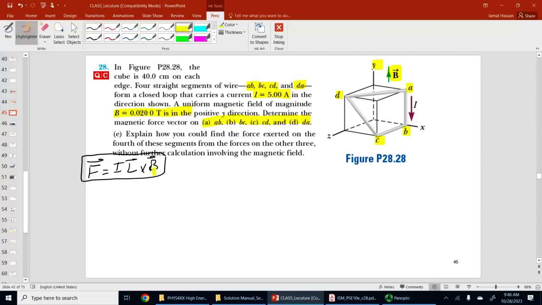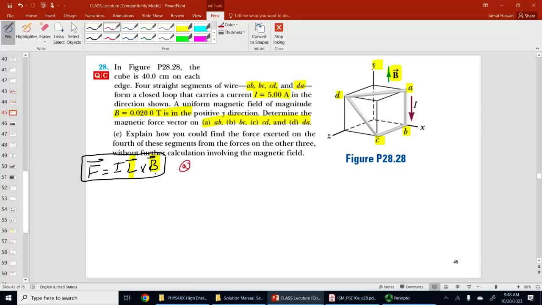So in this case we have two vectors, L and B. The direction of L is basically the direction of the current. If you use the right hand rule, you place your fingers on the current and then move toward B, the magnetic field. The thumb should give you the direction of the force. Easy peasy. So for example, everybody should know there is no force on AB. So let's do part A.